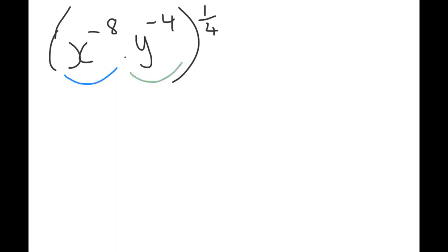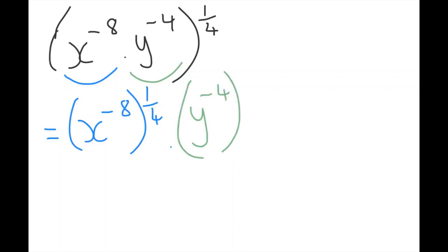So let's do the blue part first, which is x to the power -8, all of that to the power quarter, multiplied by, let's do the green, y to the power -4, and all of that to the power quarter. Let's do this part. Now you see it's the same like the others. This answer is going to be -2. And then the green part, you're going to have y to the power -1.